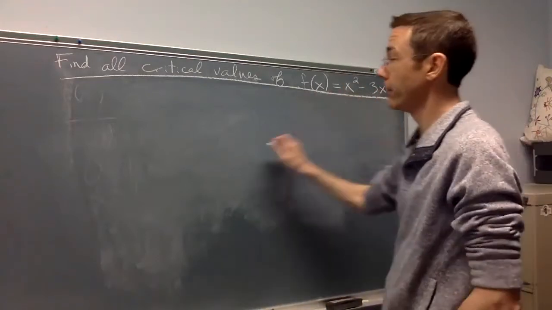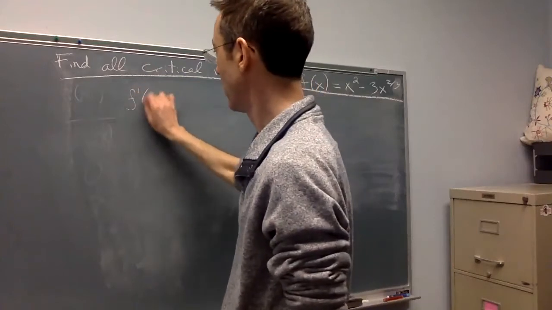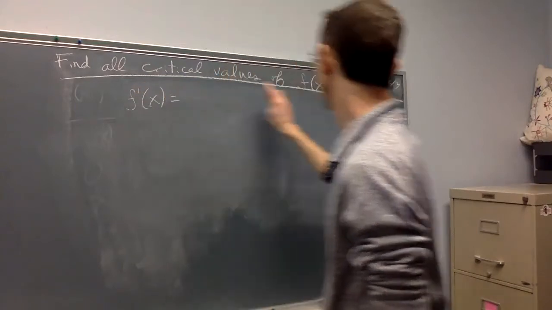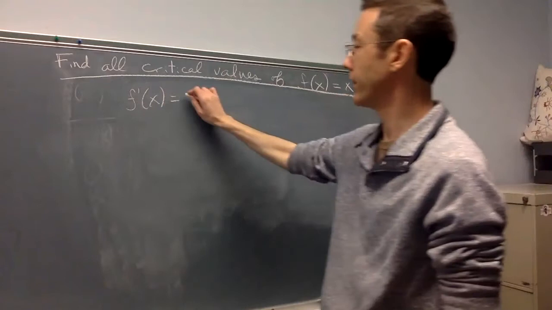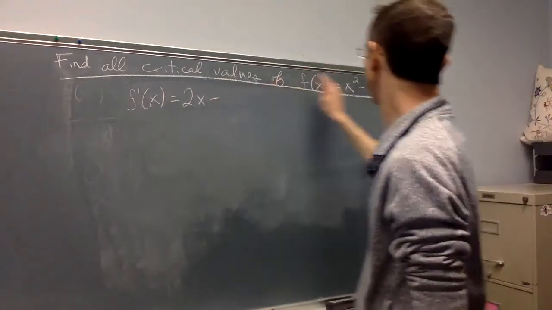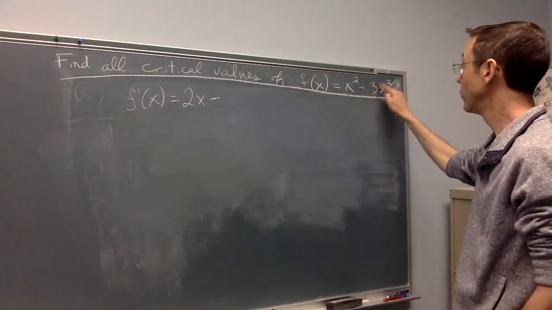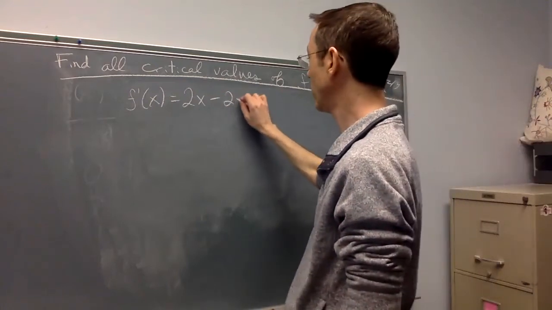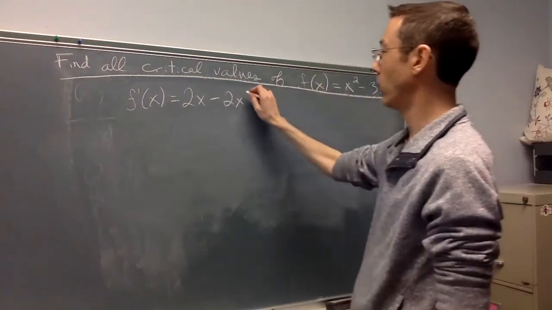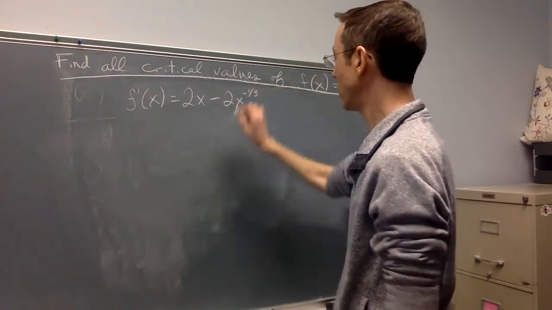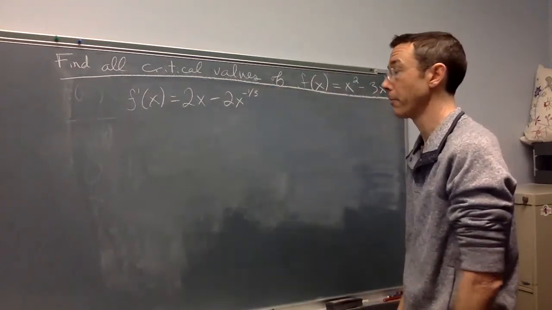We take the derivative of this, one piece at a time. X squared, the derivative is 2x. 3x to the 2/3, the power of 2/3 comes down. 2/3 times 3 is 2. Reduce the power by 1. 2/3 minus 1 is negative 1/3.